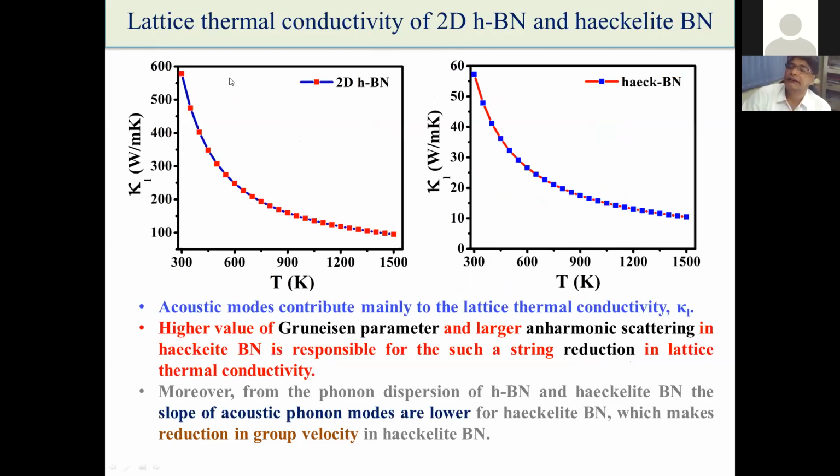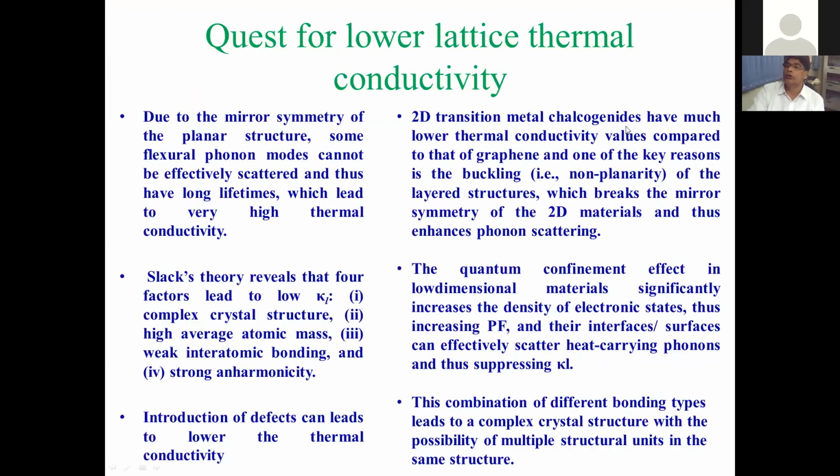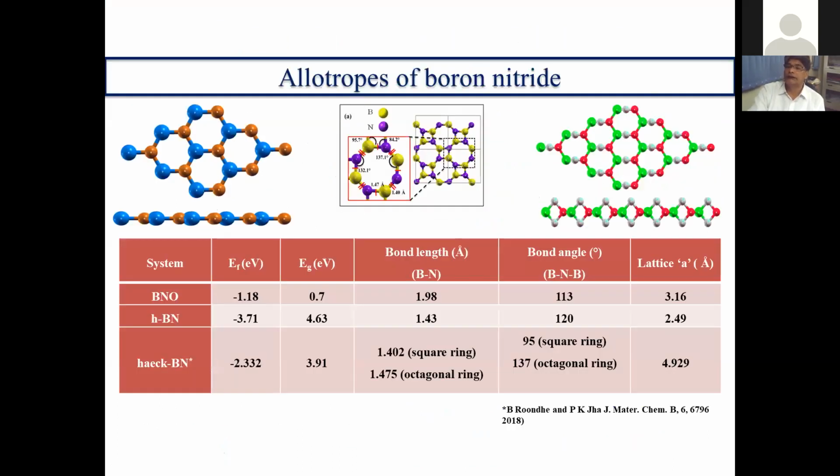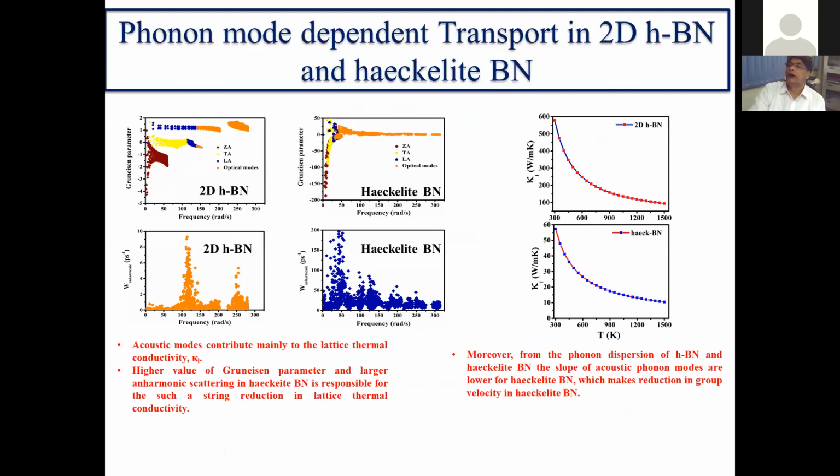So we have calculated, let us consider, 2D hexagonal boron nitride and Haeckelite boron nitride. That means the structure is different. And you can see that the lattice thermal conductivity reduces tremendously in this. That means Haeckelite boron nitride is a good material for thermoelectric application, right? Our focus was only thermal conductivity. So we saw that the thermal conductivity reduces significantly in the case of Haeckelite boron nitride, right? So these are all the parameters.